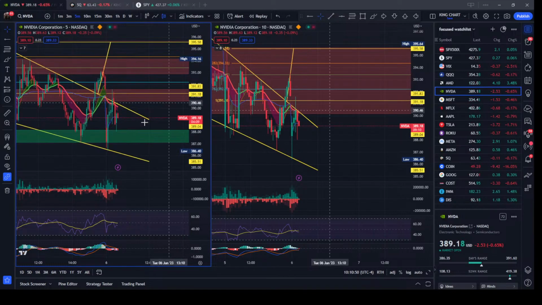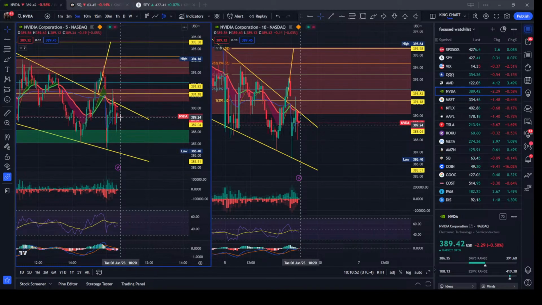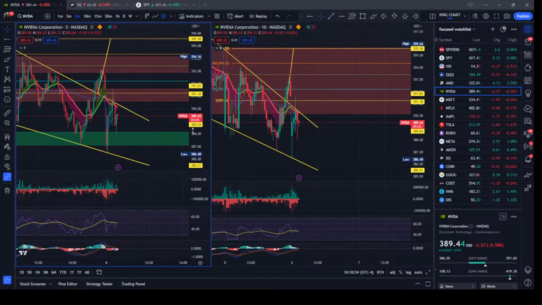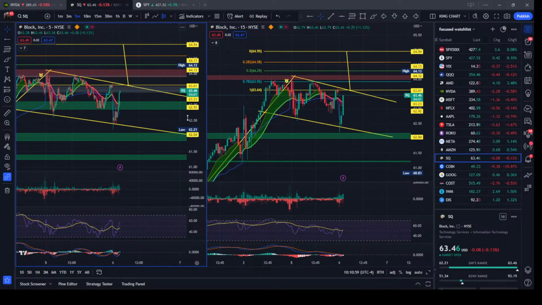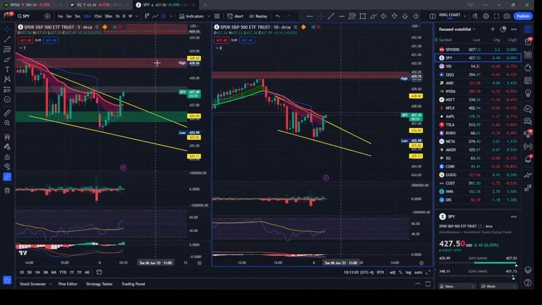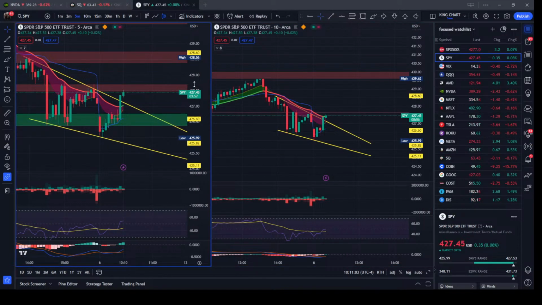Nvidia, super stubborn. I think we're rejecting VWAP to the upside, so that's a good sign. Square still pushing back up here, and SPY, we are pushing nicely here. We're up 5% on those SPY calls, by the way. Again, those are SPY 428, 1 day expiration, so tomorrow's expiration.